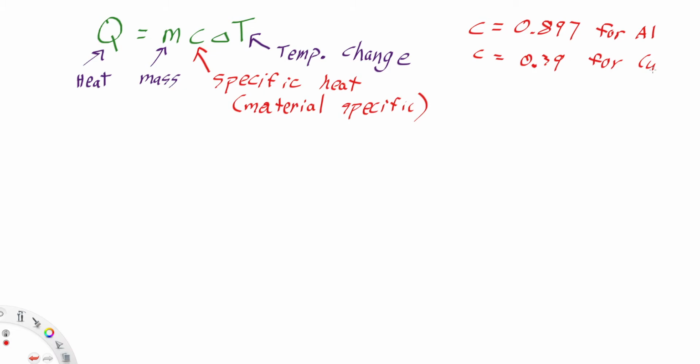So what this means is it takes 0.897 joules of heat energy to raise 1 gram of aluminum by 1 degree Celsius.